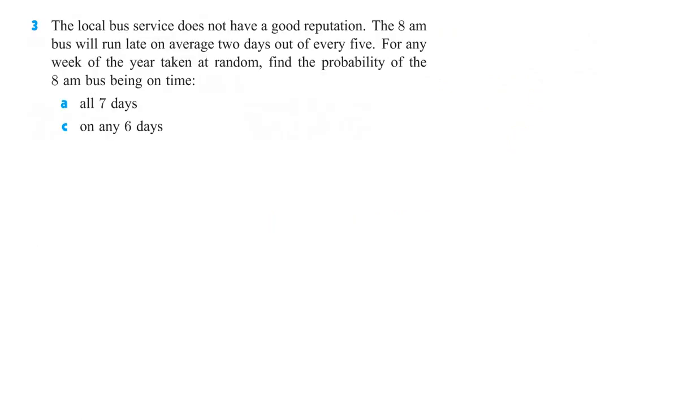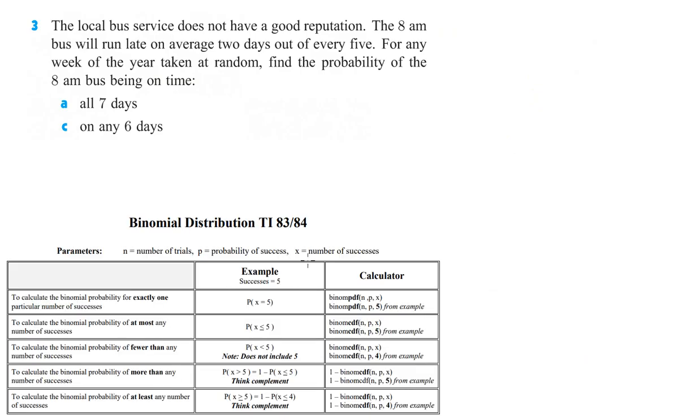Okay. Let's look at number 2 here. I'm putting this over here on the side, so maybe we can use our calculator over here. Number 3, local bus service does not have a good reputation. The 8 a.m. bus will run late on average 2 days out of every 5. For any week of the year, taken at random, find the probability of the 8 a.m. bus being on time all 7 days.